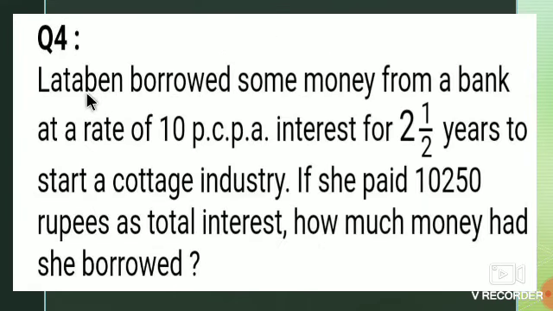Fourth question: Lata Bai borrowed some money, which means the principal is not given, from a bank at the rate of 10% per year. So this is the rate of interest, for 2.5 years. So this is the time. She started a cottage industry, and she paid 10,250 rupees as total interest. So this is the interest. How much money had she borrowed?